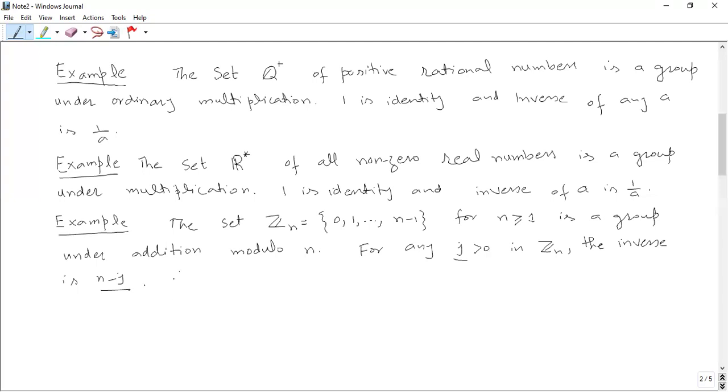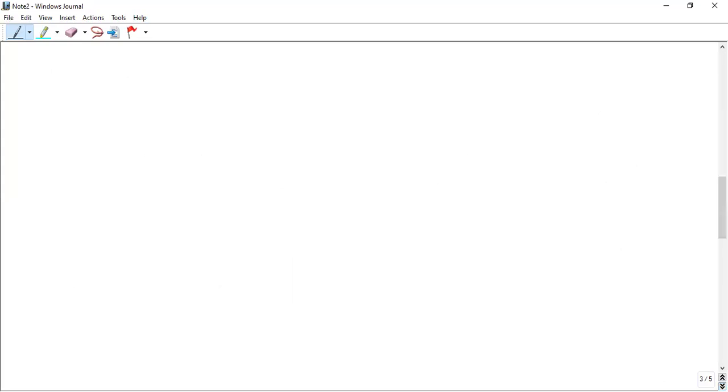This group is usually called the group of integers modulo n. Okay. And all the above three groups which we have studied are abelian groups. Now we move toward another example.